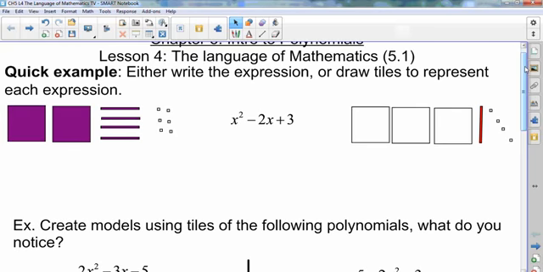The first example is asking you to draw the tiles or write the expression that goes with the tiles. I'm not going to do this for you. You can do this and double check it. Just keep in mind, for every different set of shapes, you should have a different term.